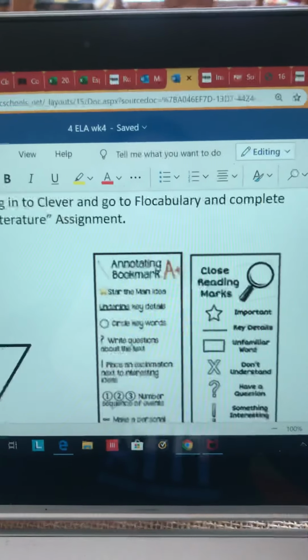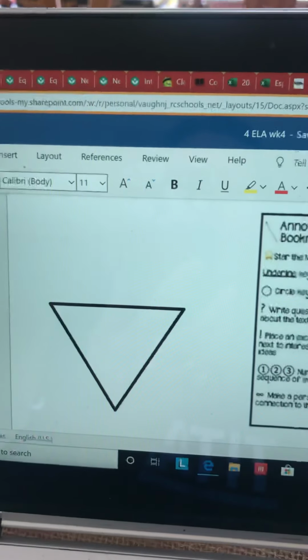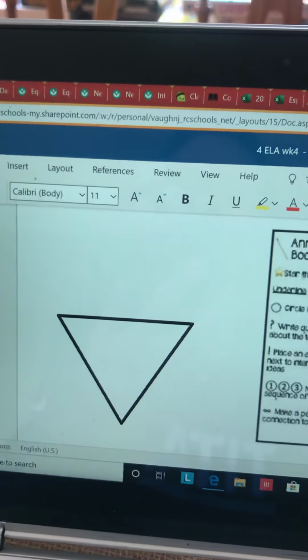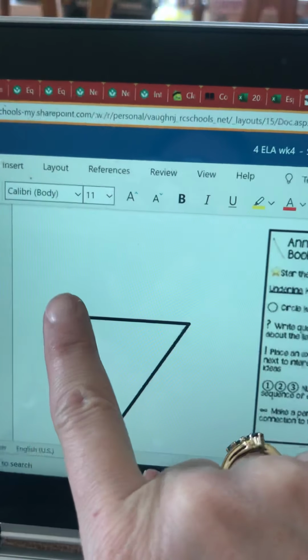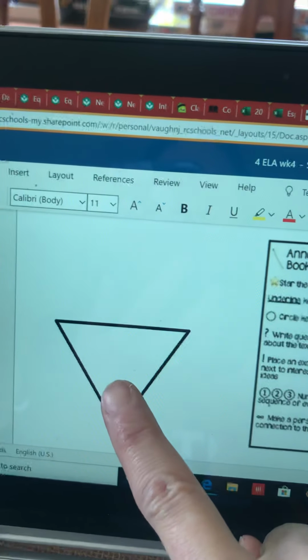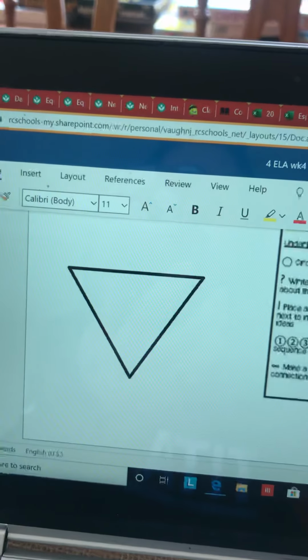Here is the bookmark that we told you could look at to help you with annotating the story. And there is the triangle that we used in class when we were figuring out the theme of a story. Remember how to put how this character was at the beginning, how the character was at the end, how did the character change, and then that helps you come up with the theme of the story.